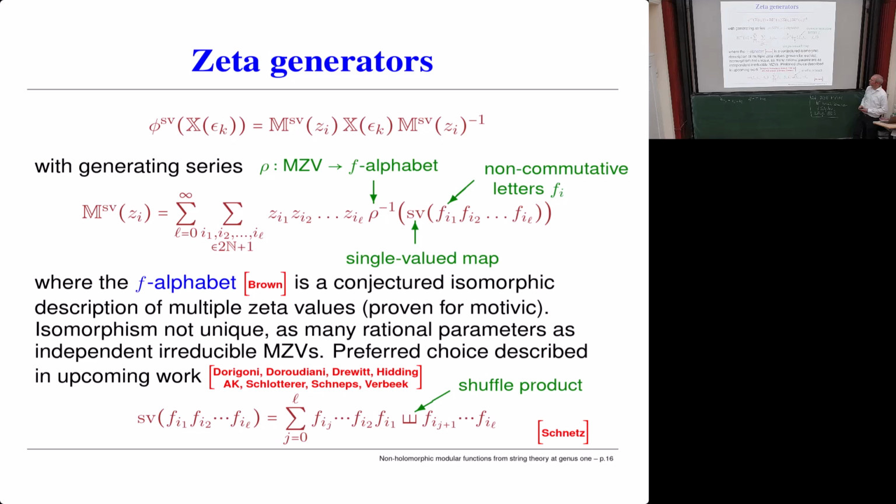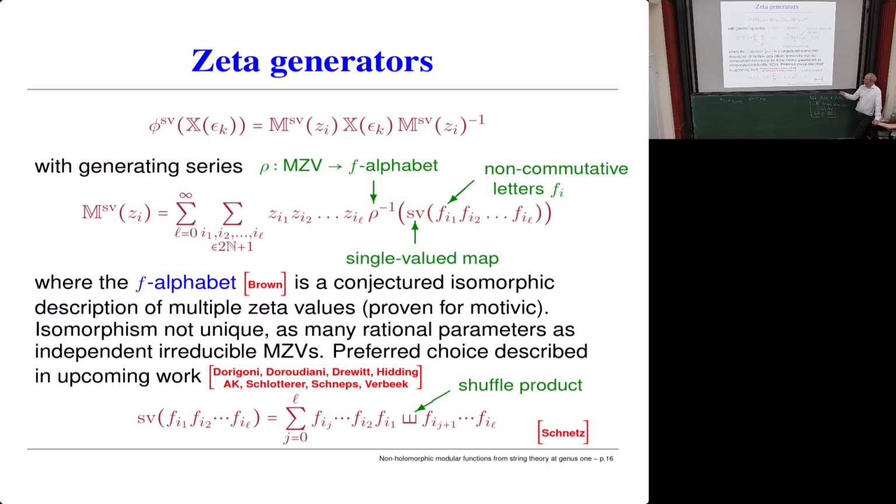The only thing on this slide that I haven't explained yet, and which is written here at the bottom, is what this single-valued map is. Actually, the single-valued map is one of the reasons why it's convenient to go to the F alphabet, because single-valuedness for multiple zeta values is hard to establish using multiple polylogarithms and so on. At the level of the F alphabet, the single-value projection is very simple. You just take a certain word in the F's and split it in all possible ways in two, reverse the left factor, and then shuffle them together, as shown, for example, by Oliver Schnetz. So this is a very simple operation in this F alphabet.